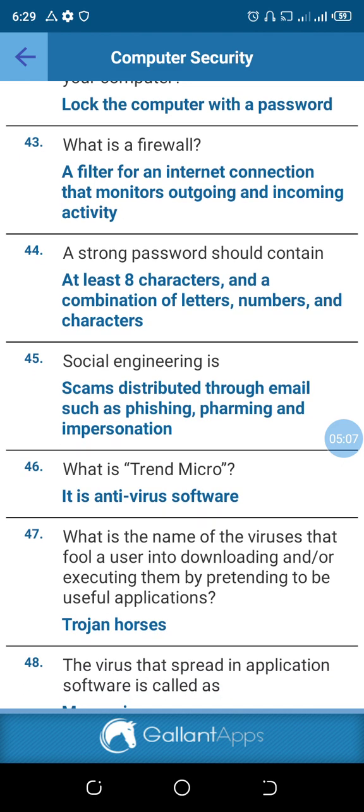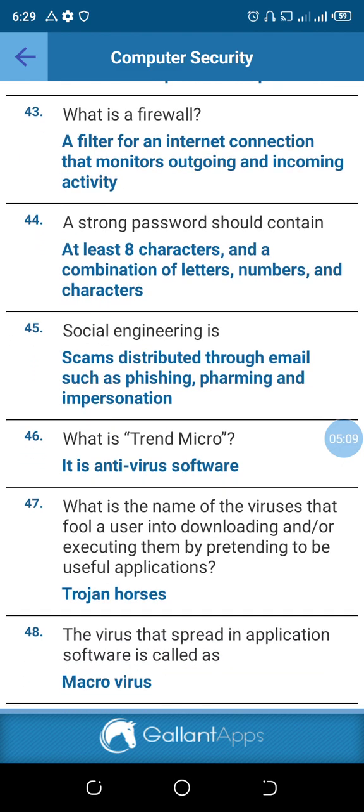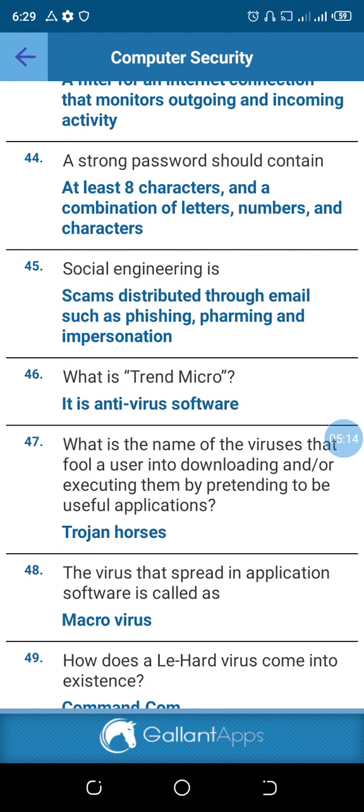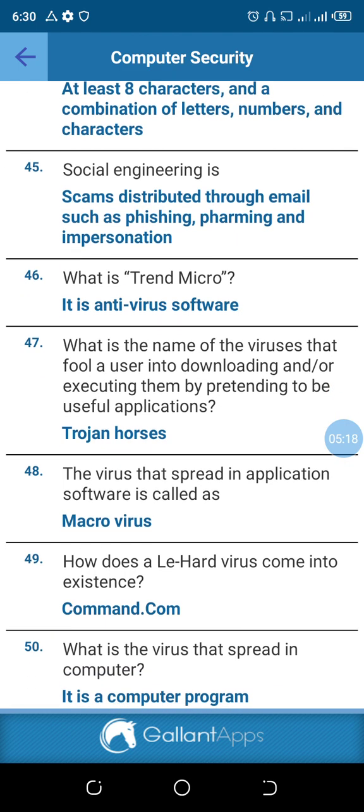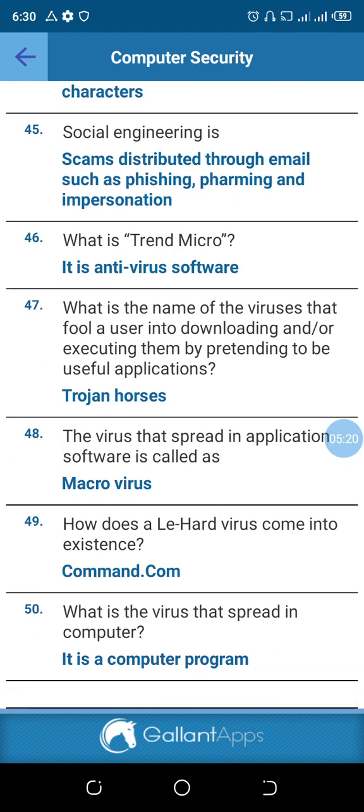What is a firewall? A filter for an internet connection that monitors outgoing and incoming activity. A strong password should contain at least 8 characters and a combination of letters, numbers, and characters. Social engineering is scams distributed through email, such as phishing, pharming, and impersonation. What is Trend Micro? It is an antivirus software.